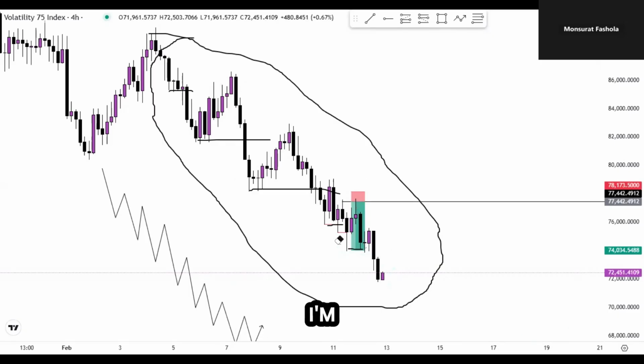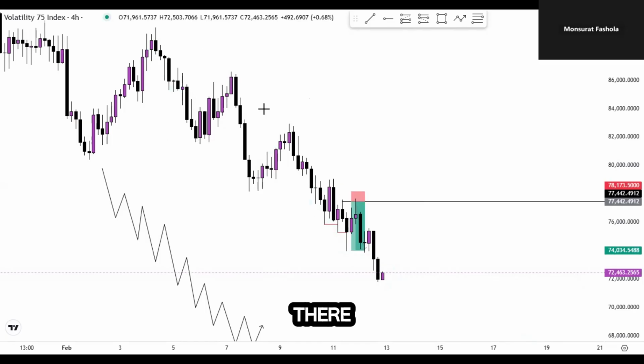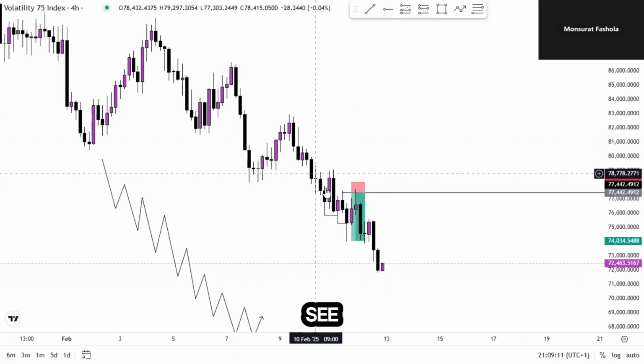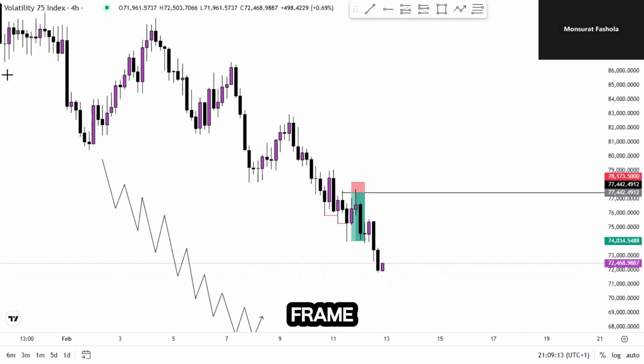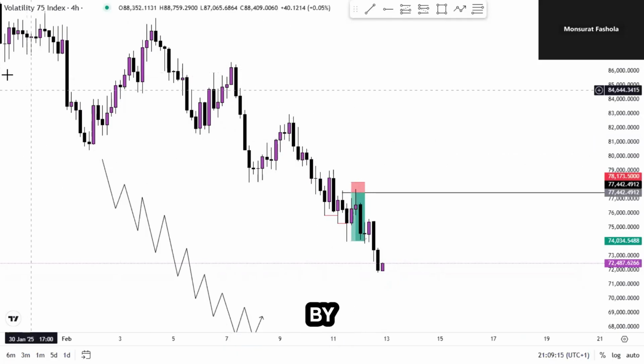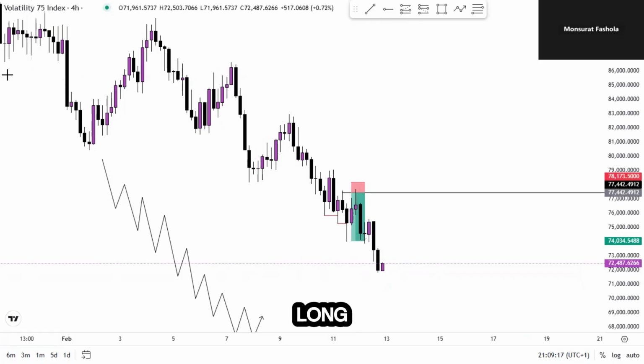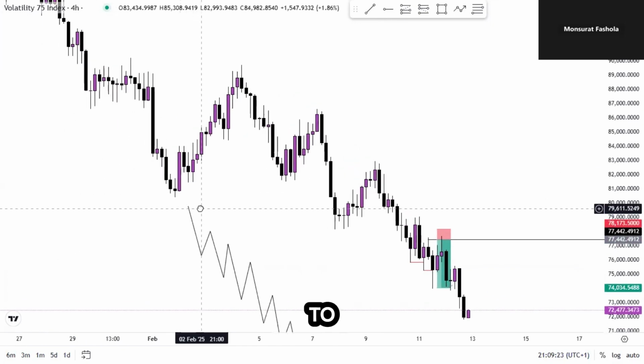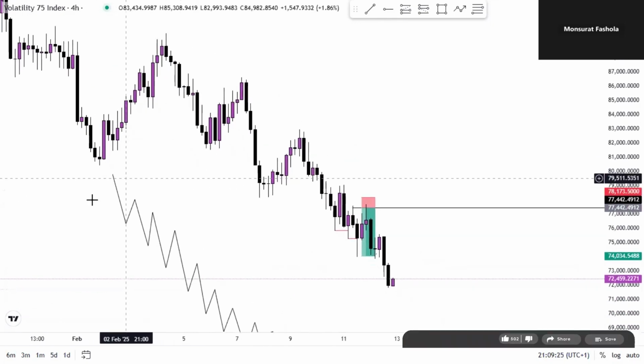Now, what I'm trying to draw your attention to is that there are two types of break here. There are some that you cannot see on the 4-hour time frame. There are some that, by the time you switch to the lower time frame, will show very clearly. But then how to make something clear here, right?